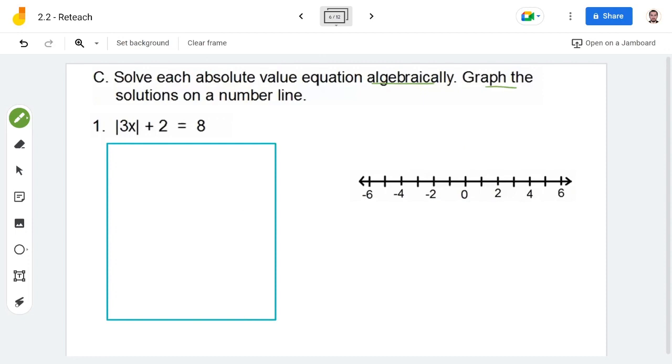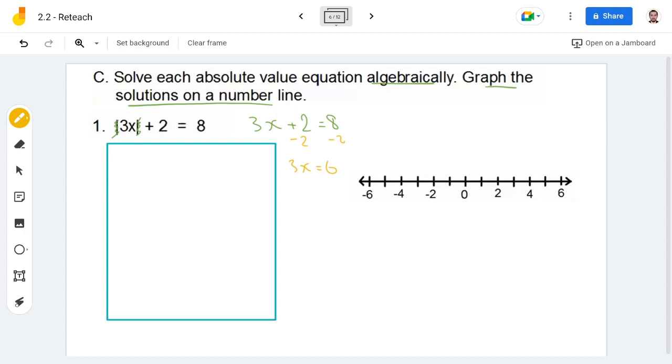Then graph the solution on the number line. Graphing, we just put the points. It's easy, the graphing. Now let's start solving this equation. First we need to isolate x. We always solve for x. We just pretend there is no absolute value. Now my function is 3x plus 2 equals 8. How can we solve this easy equation? We minus 2, then 3x is equal to 6. So 3x equals 6.